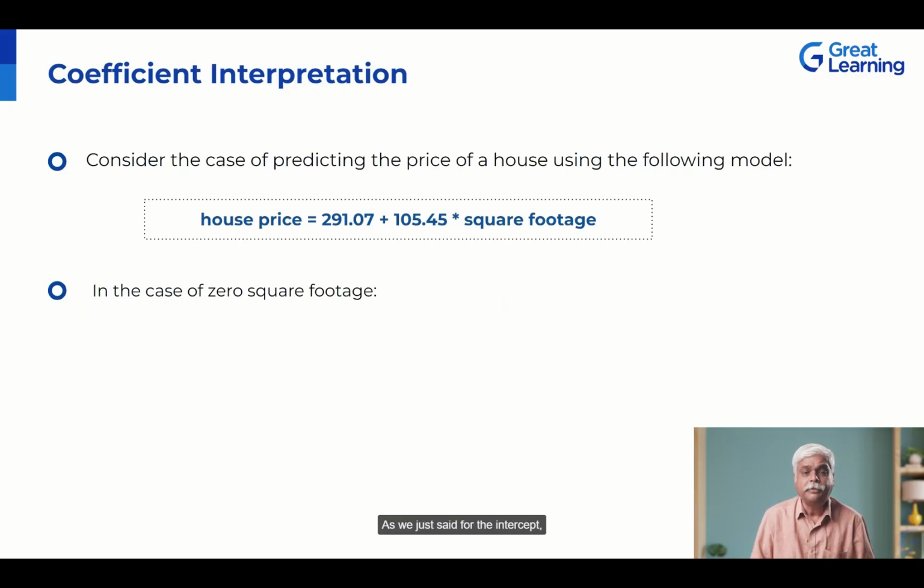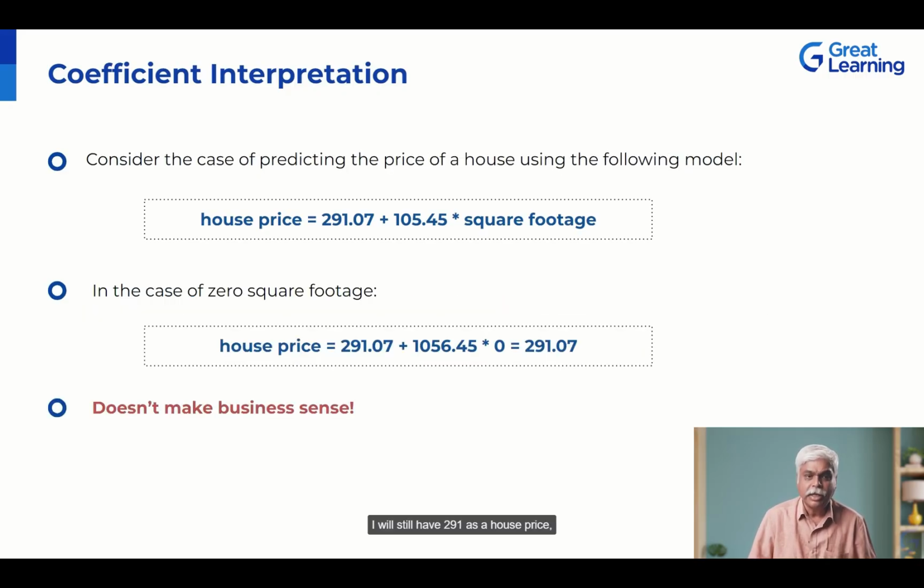As we just said, for the intercept, if there is 0 square footage, I will still have 291 as a house price, which may or may not make a lot of business sense at this point in time. So once again, the intercept is something that needs to be looked at with a little more care. The main reason for it is that this equation is built assuming a certain set of values for square footage, where the equation is meaningful and where the assumptions of linear regression hold. But 0 square footage is not one of those square footages which is in this meaningful region. So the equation may not actually make sense here. So the mathematics of it may be meaningful, but the interpretation of it may not be.